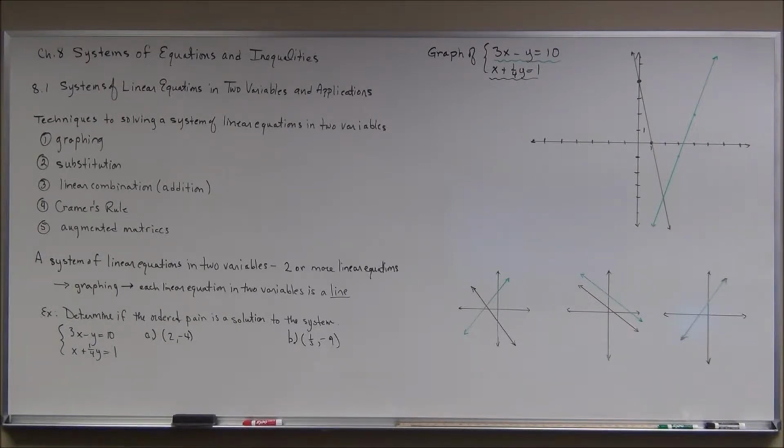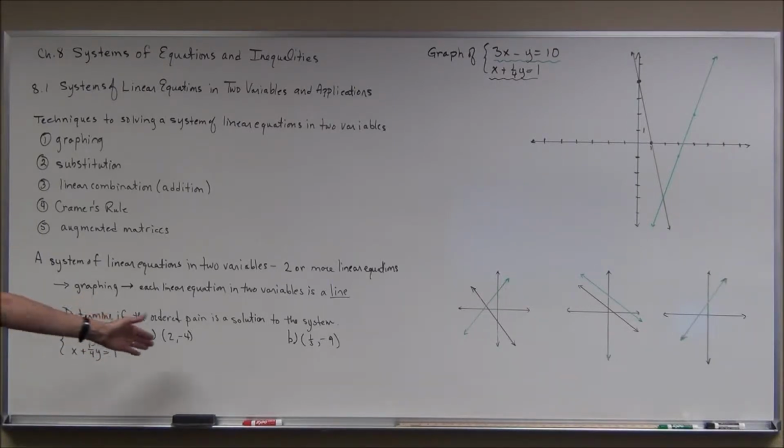But first things first, what is a solution to a system? Well, a solution to a system means that it solves or satisfies both equations in the system, a system being two or more linear equations. We're going to just look at what we call 2 by 2 systems, two equations with two variables. Here's an example of a 2 by 2 system. 3x minus y equals 10, x plus 1/4 y equals 1.